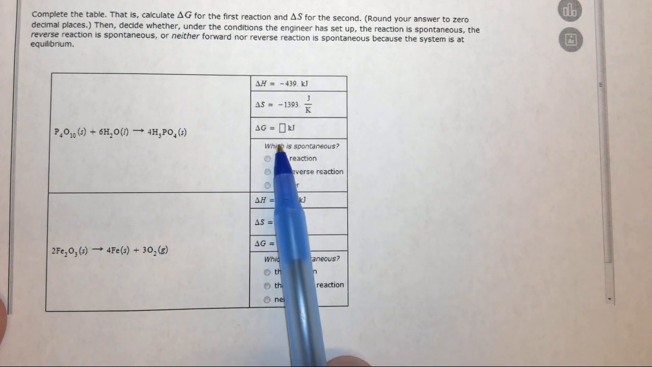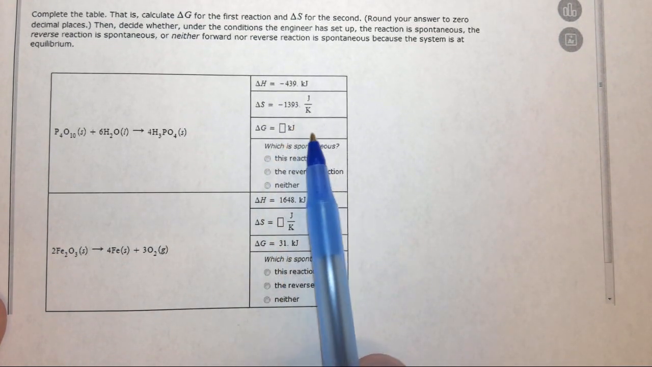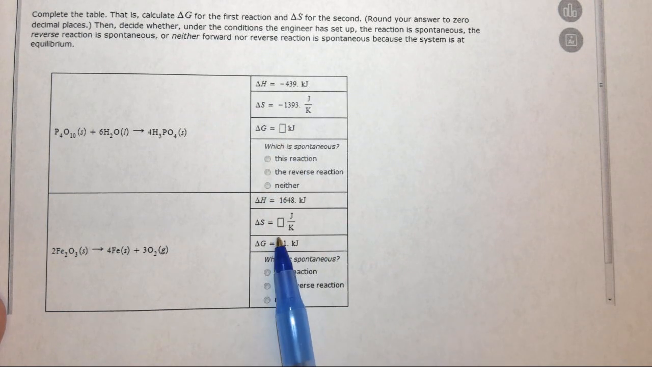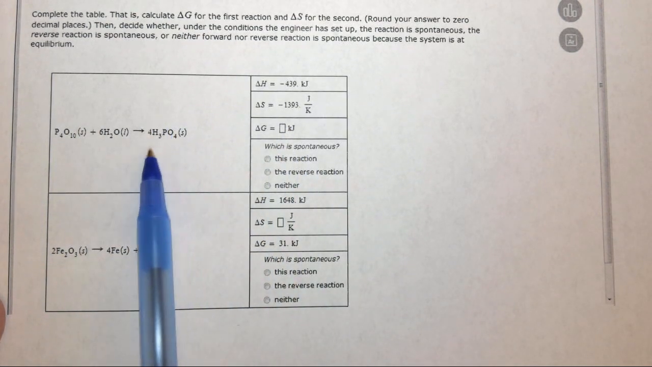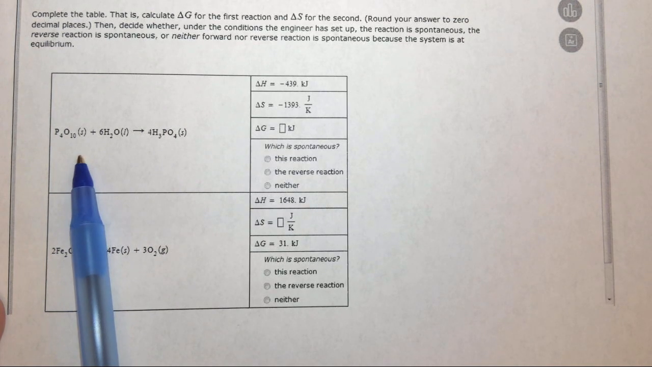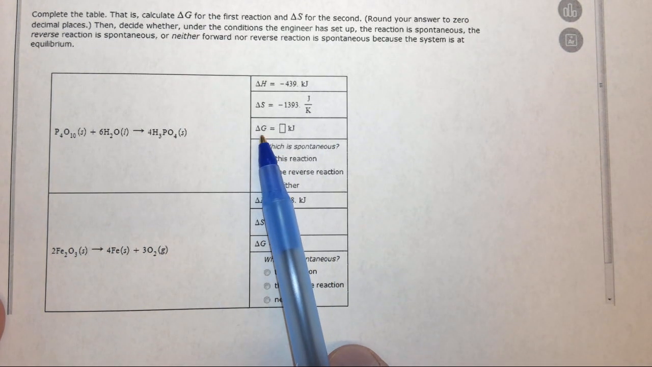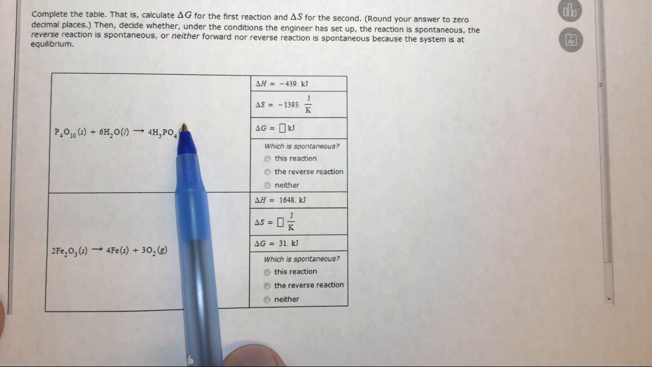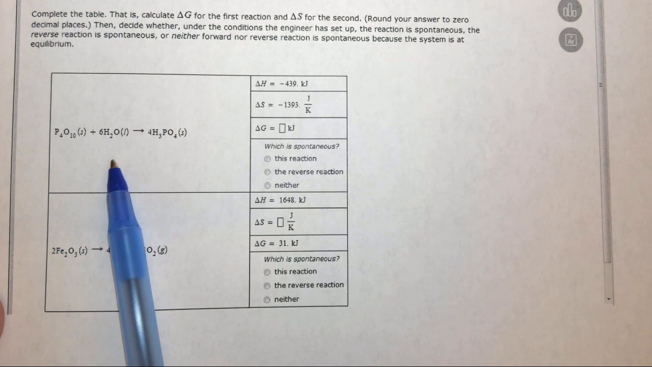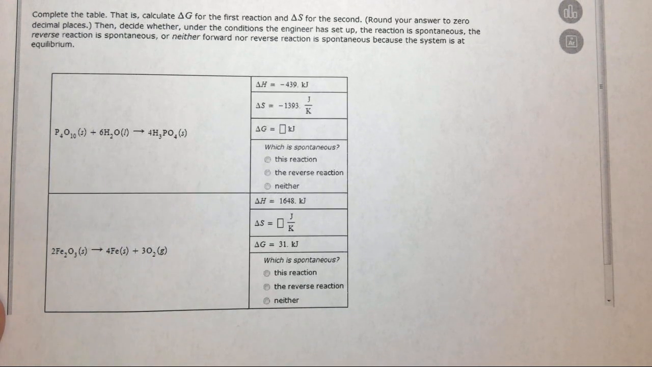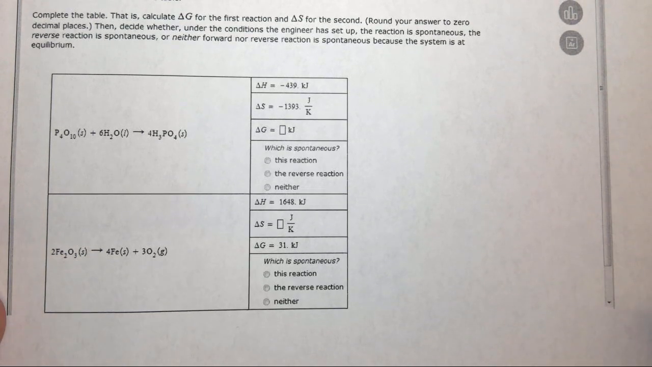Essentially, our goal is to do two things. One, figure out the missing variable, and two, decide which process is spontaneous, the forward reaction or the reverse reaction. If you'll recall, delta G tells us whether the reaction is spontaneous or not. If it's negative for the reaction as written, the forward reaction is spontaneous. If it's positive, then the reverse reaction would have a negative delta G, and therefore the reverse reaction is spontaneous. So put simply, if delta G is negative, the reaction is spontaneous.